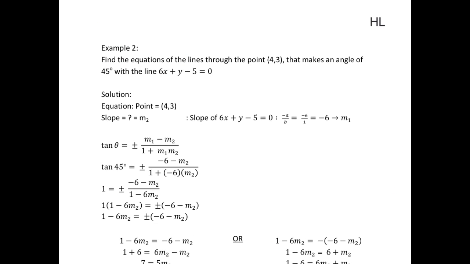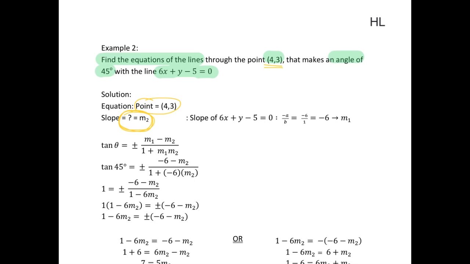Now we'll just do a slightly more involved question where we are asked to find the equations of the lines through the point 4,3 that make an angle of 45 degrees with the line 6x plus y minus 5 equals 0. So, whenever we're asked to find the equation of a line, there are two bits of information we need. We need a point on the line and we need our slope. We have a point on the line. We're told that we want equations of lines through the point 4,3, but we don't know what the slope is. So the slope is our question mark here.